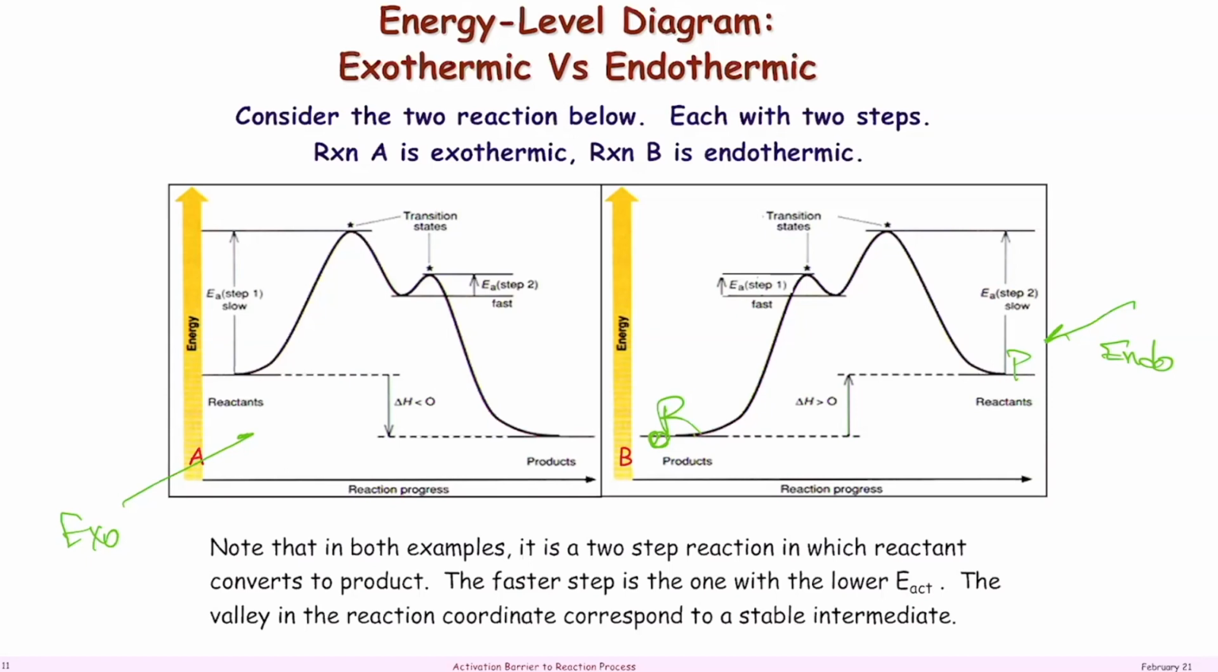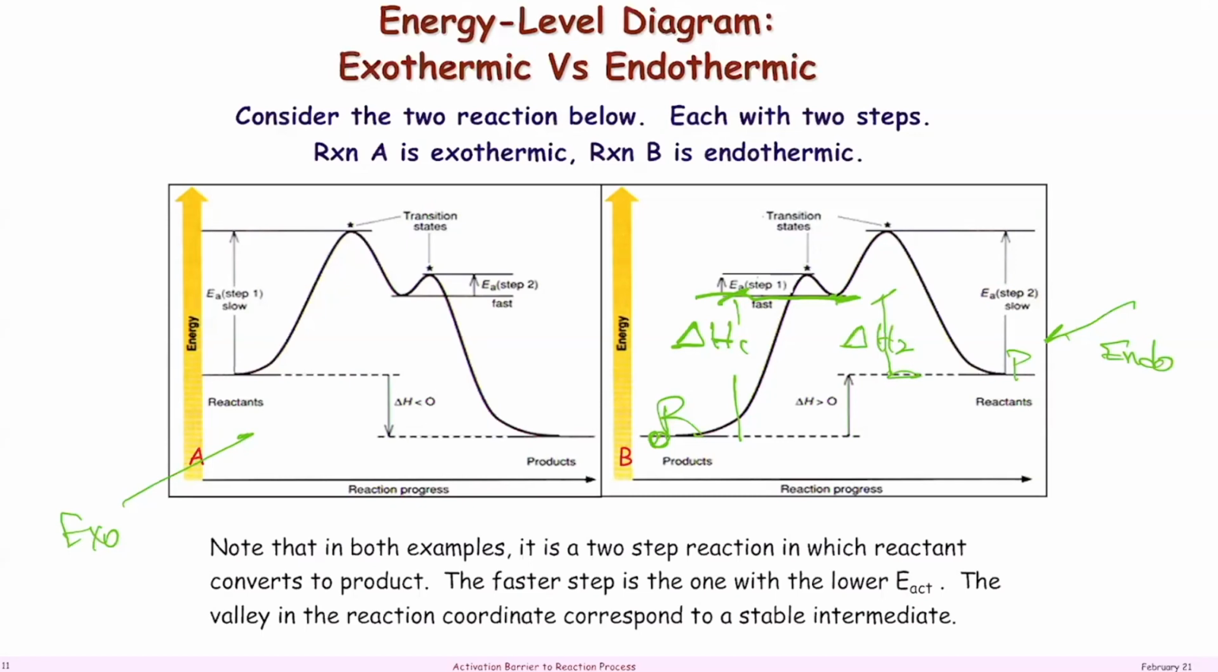This right here is the delta H1. That's the energy of the reaction for the first step. It's also endothermic. This right here is delta H2. Why? Because there's two steps in the mechanism. So there's an energy of reaction for the first step, there's an energy of reaction for the second step, and there's the energy of reaction overall.